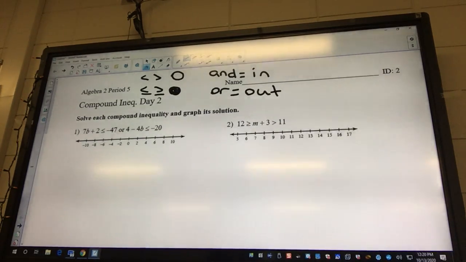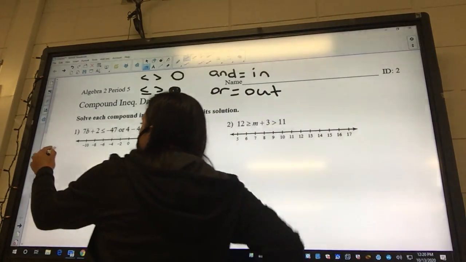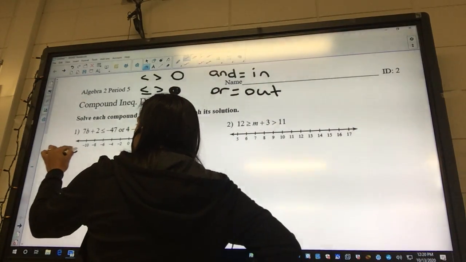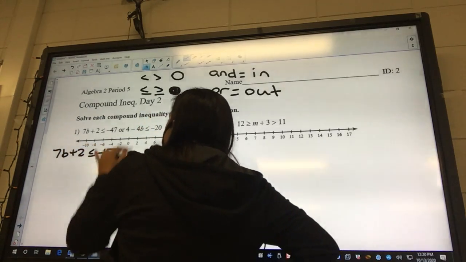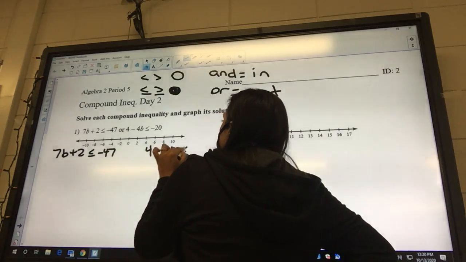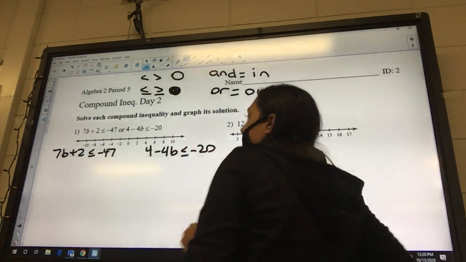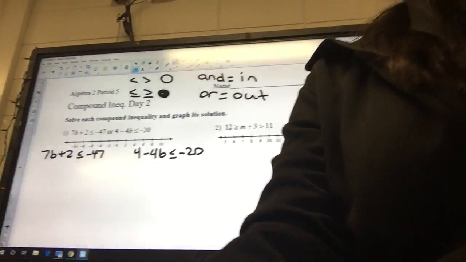Oh, the anticipation. Okay, so we're given two inequalities, so we can write these down separately. I got 7b plus 2 less than or equal to negative 47. And my second inequality says 4 minus 4b is less than or equal to negative 20. We're going to solve these individually.